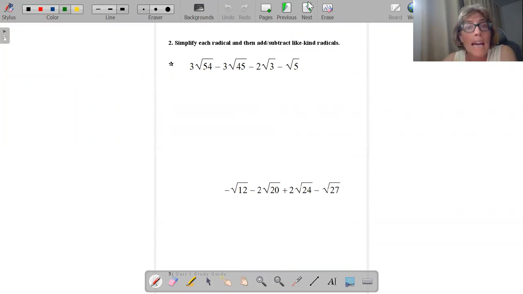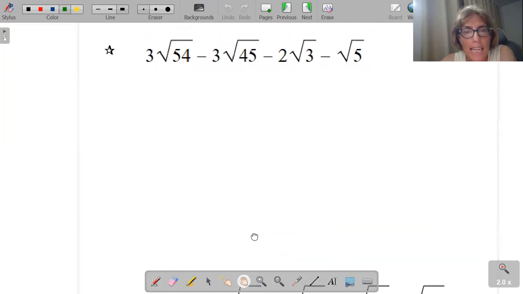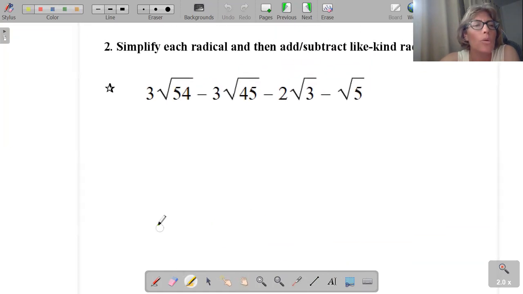So if you're going to add and subtract radicals, you always want to collect like kinds. So when you go here, it doesn't look like there are any like kinds. So you must first simplify.